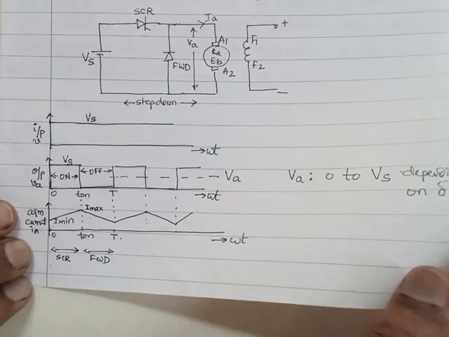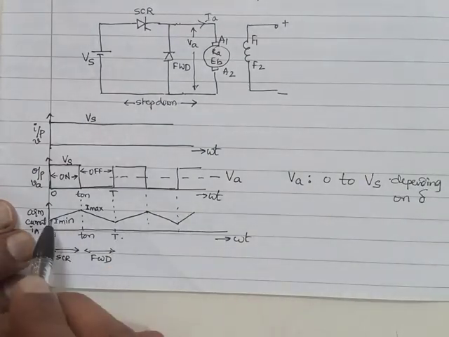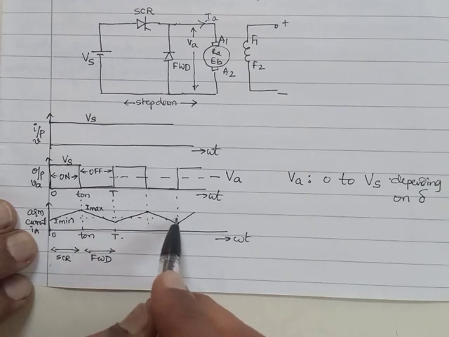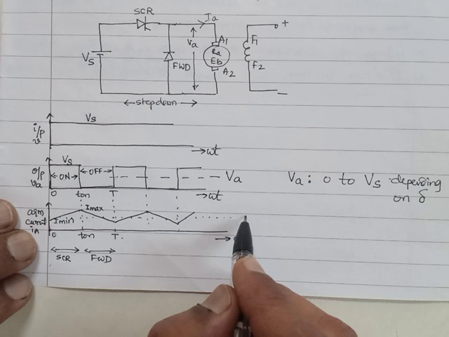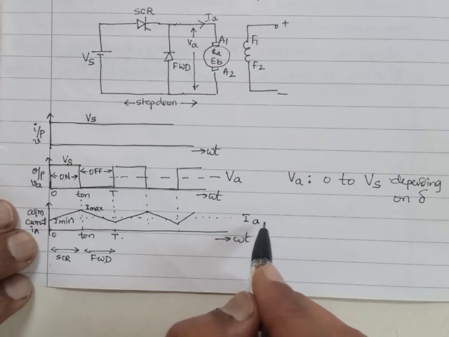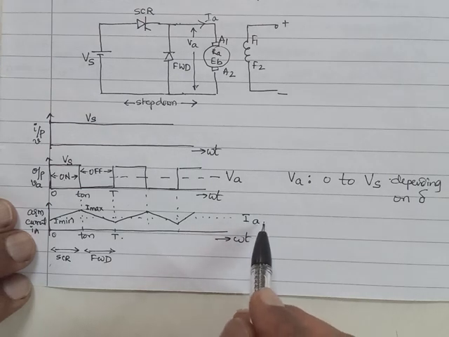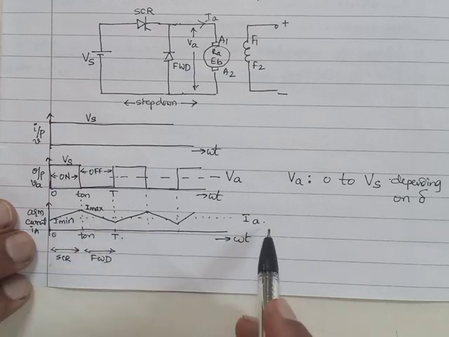So that being the current waveform, the average current of this armature, maybe we can call it IA. This is the average current of the armature. Maybe at first approximation we can simply put it as I max plus I minimum divided by 2.